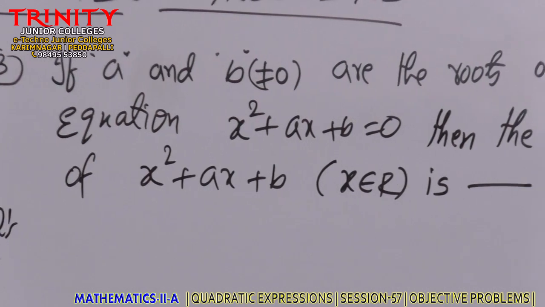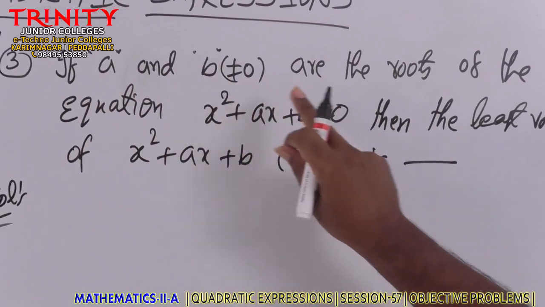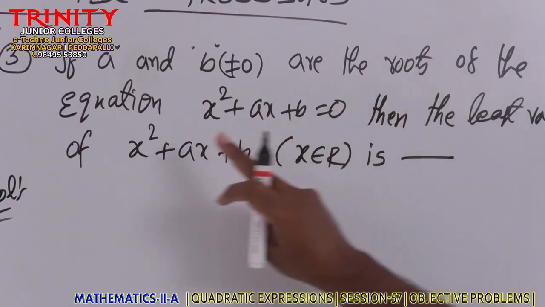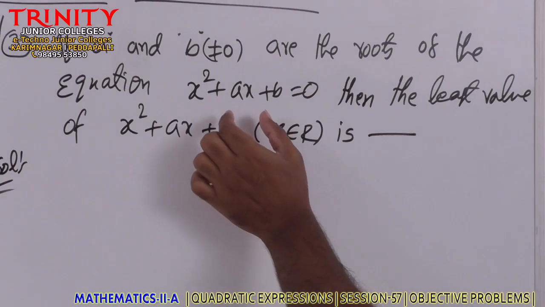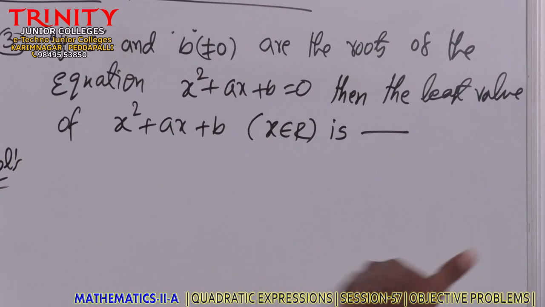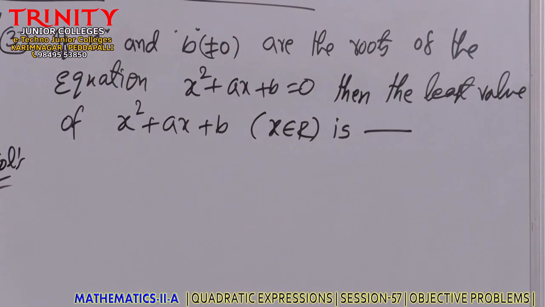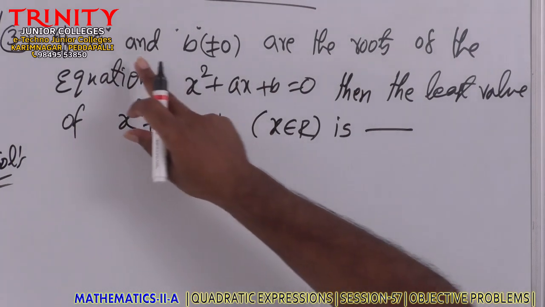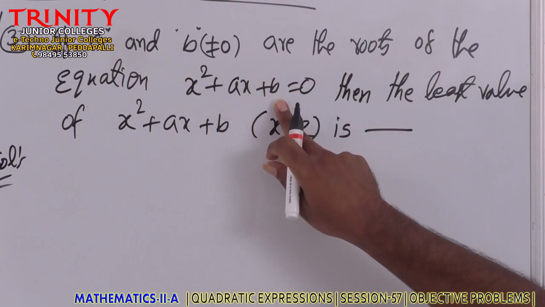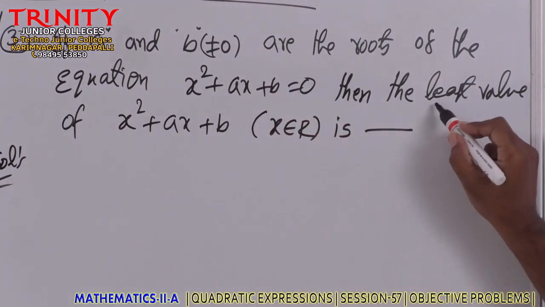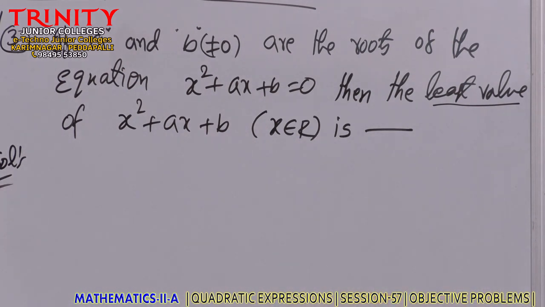If a and b, where b is not equal to 0, are the roots of the quadratic equation x square plus ax plus b equal to 0. See, the equation is given in terms of a, b, and you are saying a and b are the roots of the quadratic equation. Both are the same, but no need to get confused. Then the least value of x square plus ax plus b for all x belongs to R is.